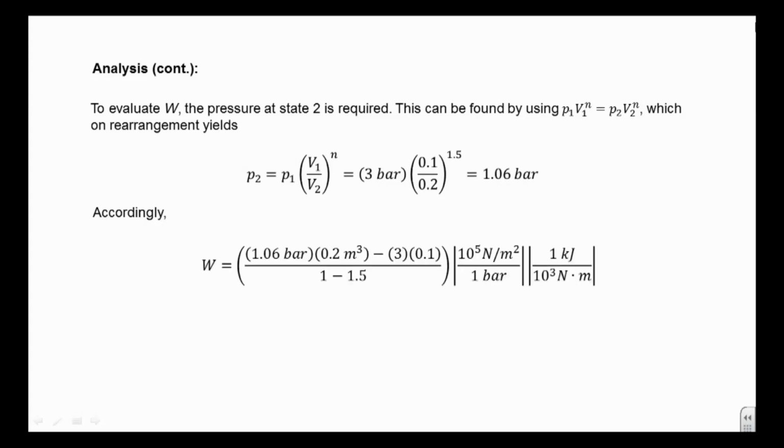With the values of the pressure and volume now known at both states, we can numerically evaluate the expansion work as shown below. In this expression, note the required unit conversions needed to convert bars into pascals and joules into kilojoules. This yields a value of W is equal to plus 17.6 kilojoules, which is the answer we were seeking for scenario A for n is equal to 1.5.